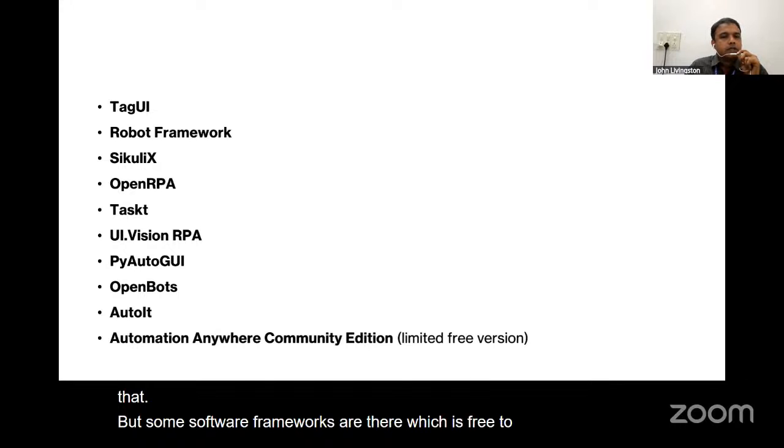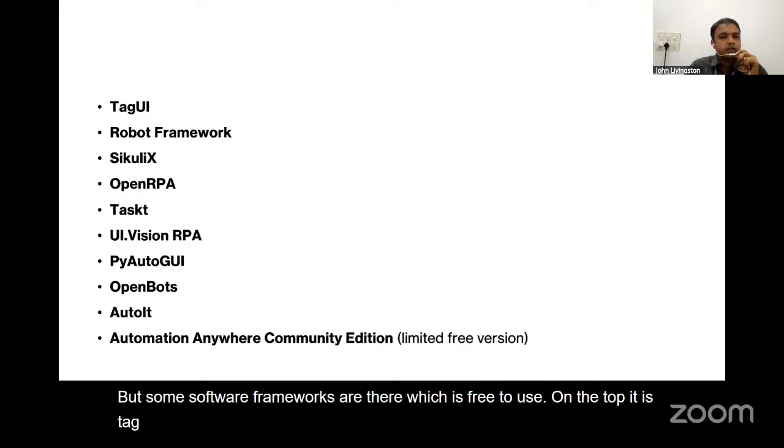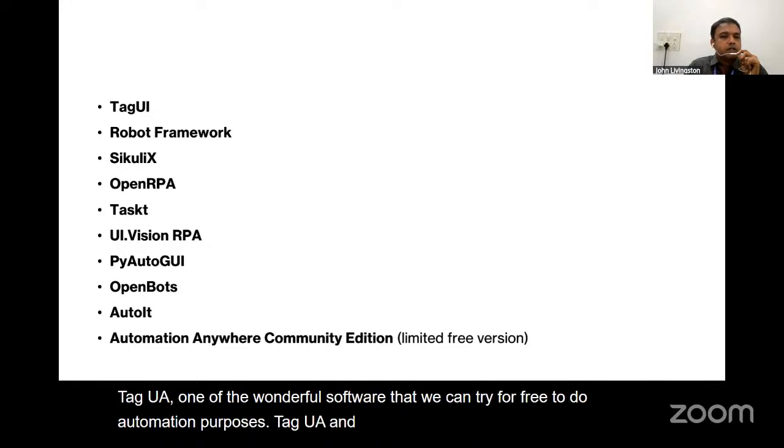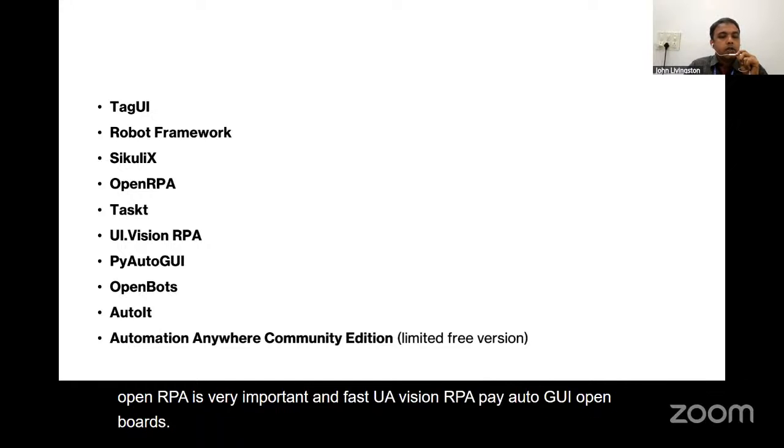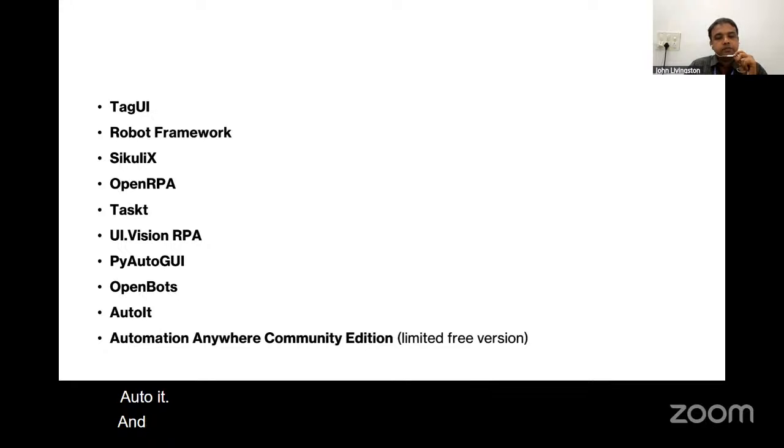On the top, it is TagUI, one of the wonderful software that we can try for free for automation purposes. TagUI and Robot Framework, Skills, OpenRPA. OpenRPA is very important, and FastUI Vision RPA, PyAutoGUI, OpenBots, AutoIt, and Automation Anywhere Community Edition.